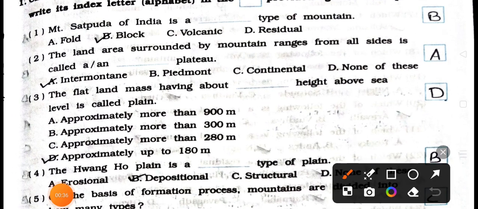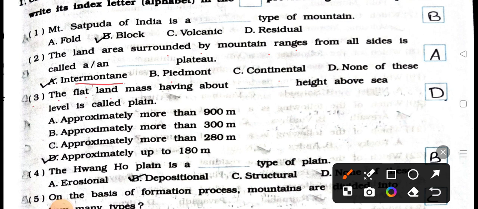The land area surrounded by mountain regions from all sides is called a blank plateau. A, Intermontane. B, Piedmont. C, Continental. D, None of these. Answer is Intermontane. Number 3.